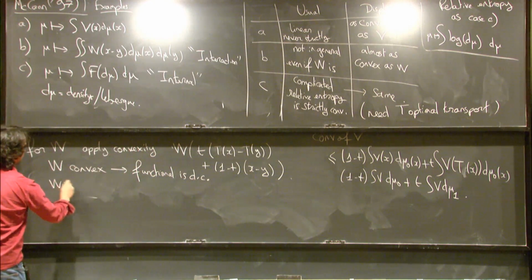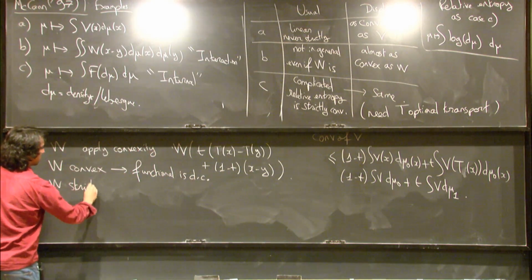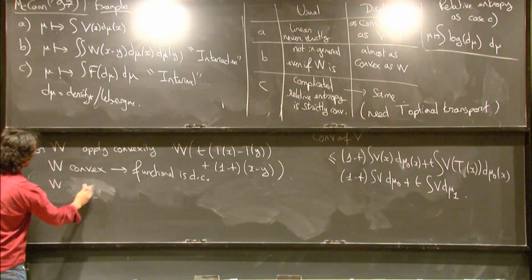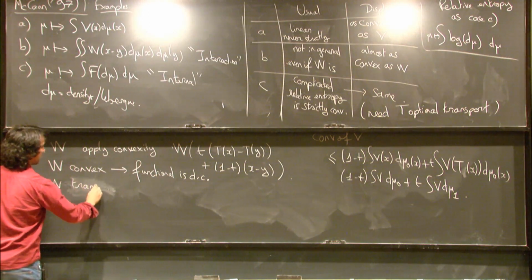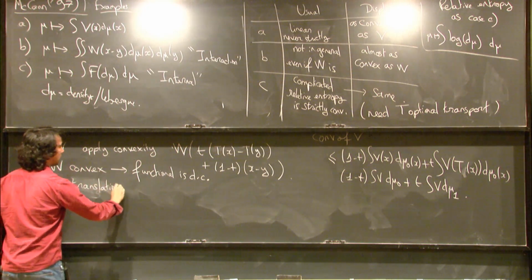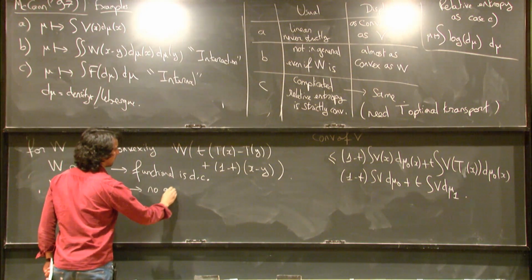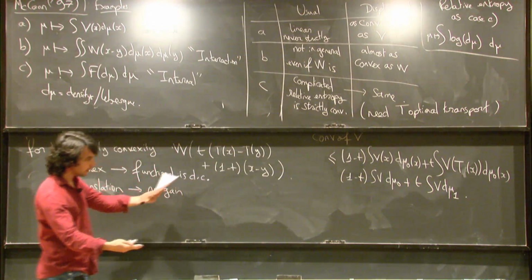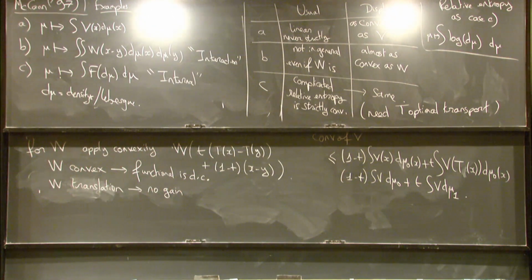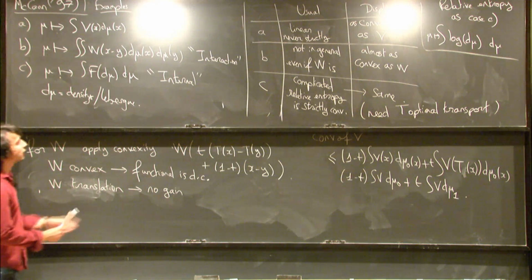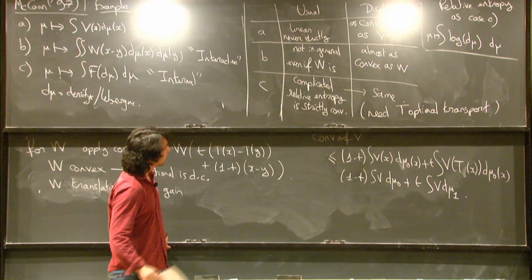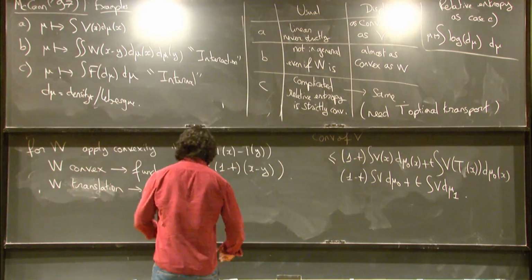But if W is strictly convex, that's what I mean: if W is a translation, there's no gain. And if T of x minus T of y is the same as x minus y, you are not going to gain anything. Okay. So that's why I said almost. You have to pay attention a little bit. Okay, so let me move on.